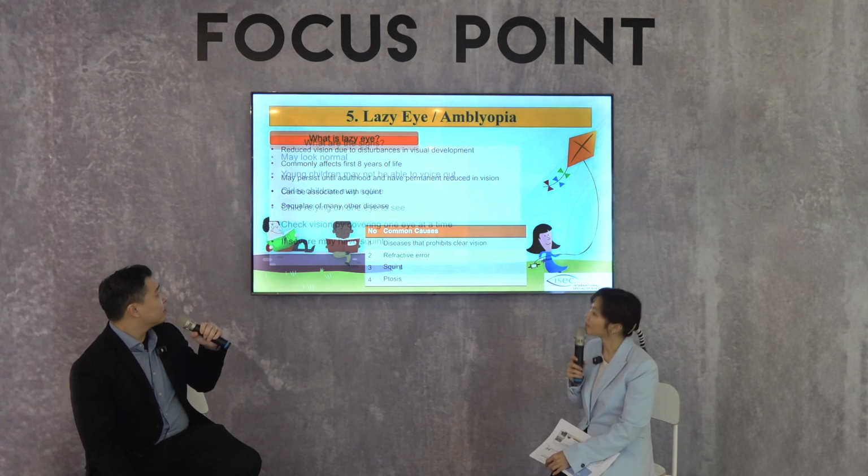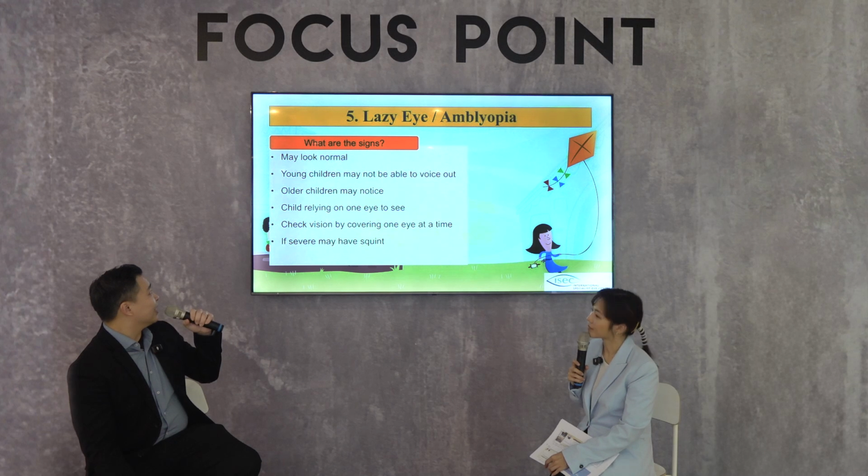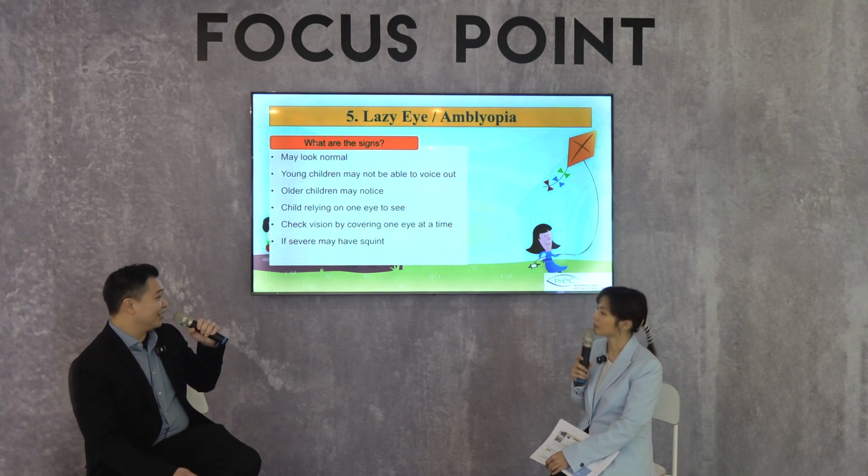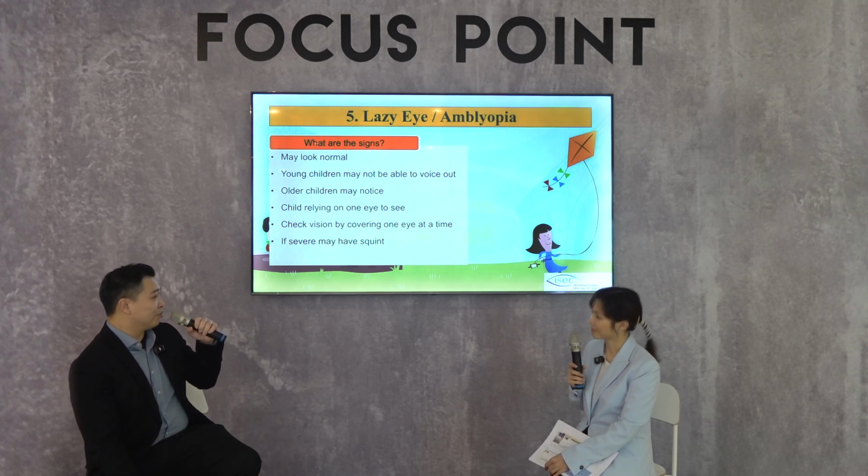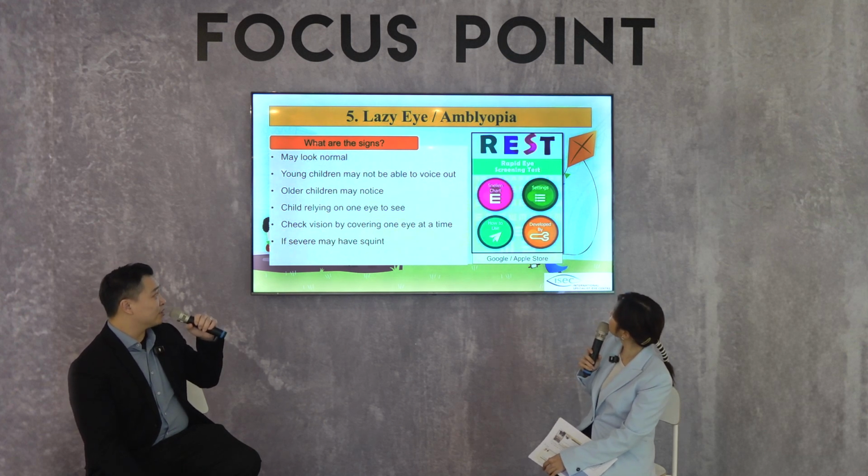So what are the signs of lazy eye? Similar to refractive error, the child may look normal, but you need to look for visual cues. Let's say if they prefer to use one eye to look at things, it could be a sign that the other eye is not so good. When the child is too young, it's difficult for them to voice it, and sometimes they are born that way, so they don't realize.